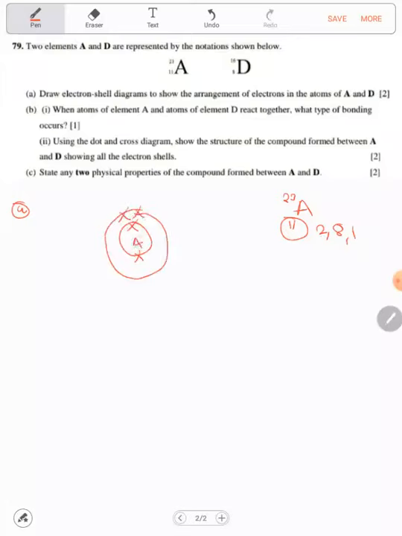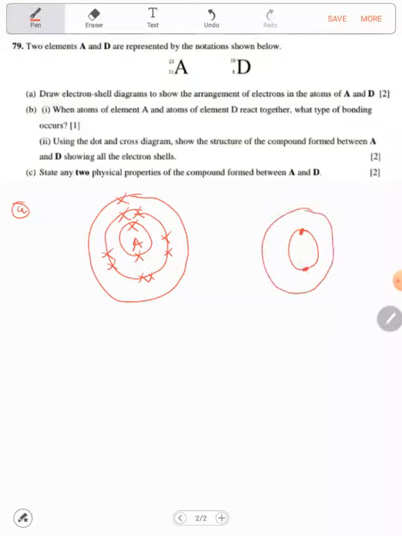So this is A, and you end with 1. You're done. Then for D, which is 8, the first shell has 2 and the second shell has 6. I'm using dots here so that I differentiate it from A. And then like that.